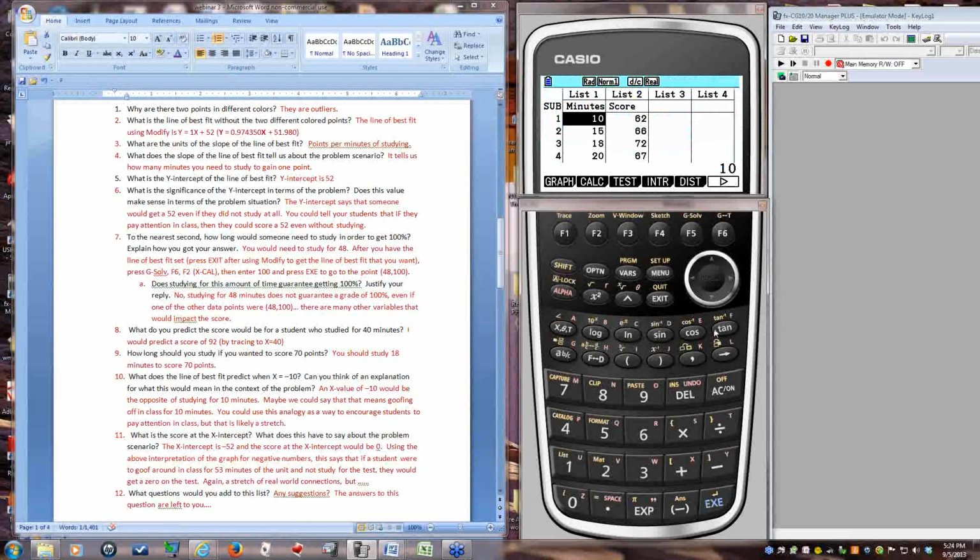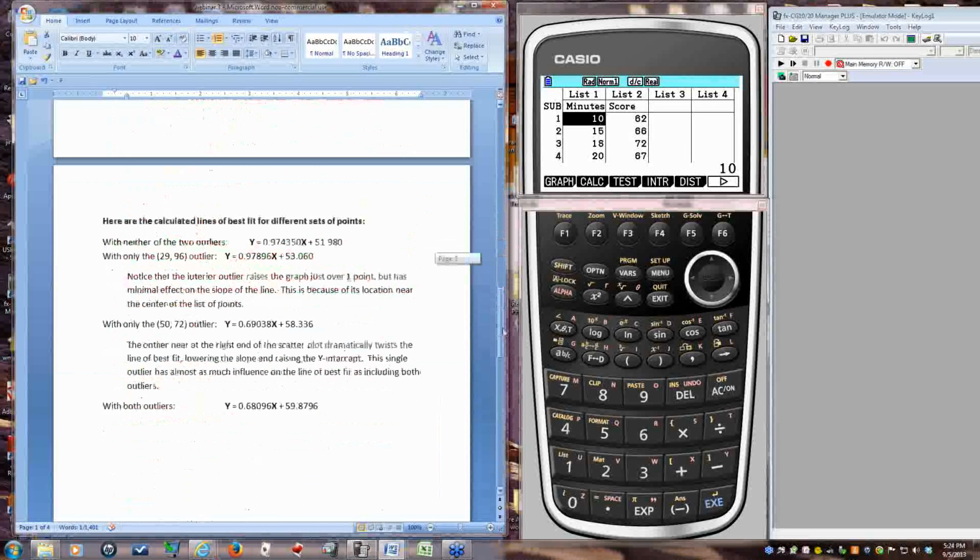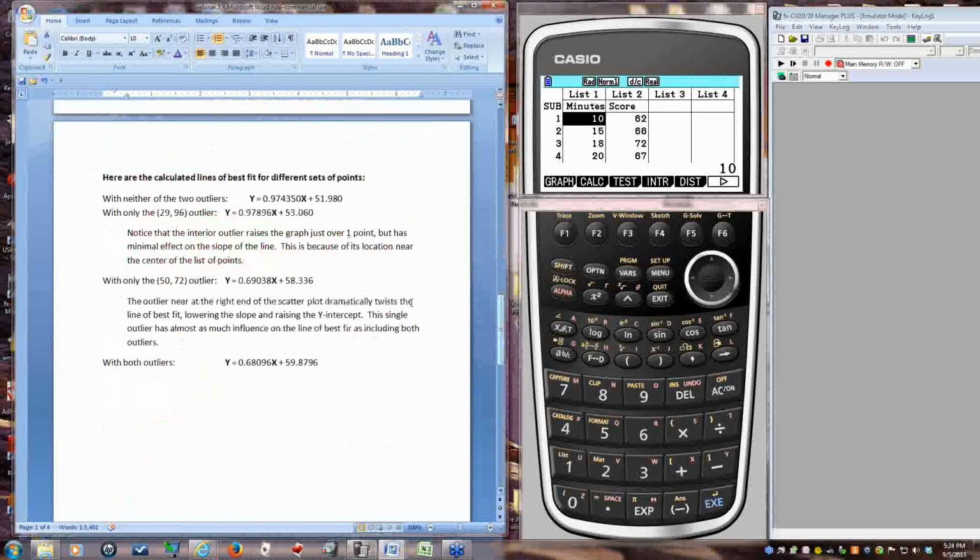But I'm going to go back in here, and I want to do a graph, but I don't want to graph list 1 versus list 2, so I've got to do some other work. All right, I've had that up for a while. Here are the equations for the lines of best fit. If I have 2 outliers, I calculate the equation for the line of best fit without any outliers, with only 1 outlier, with only the other outlier, and with both outliers.